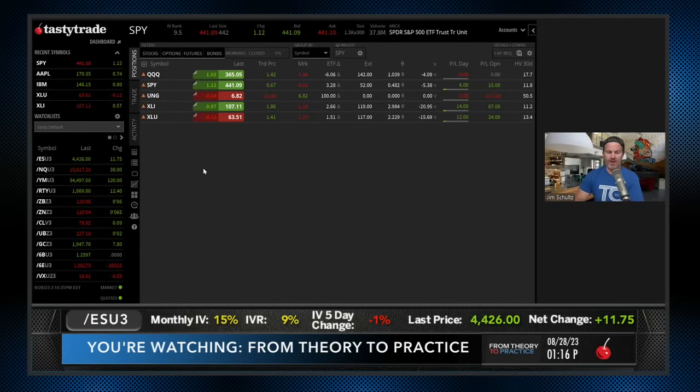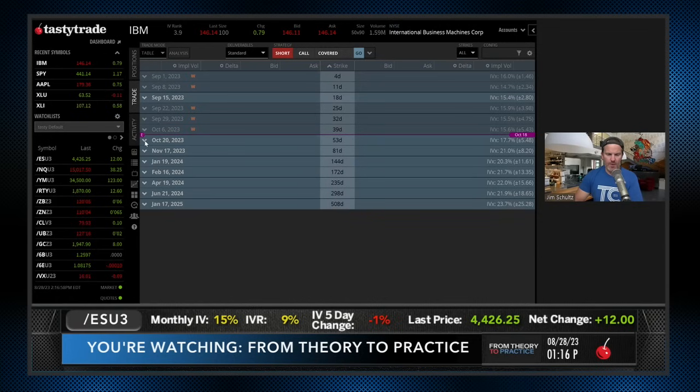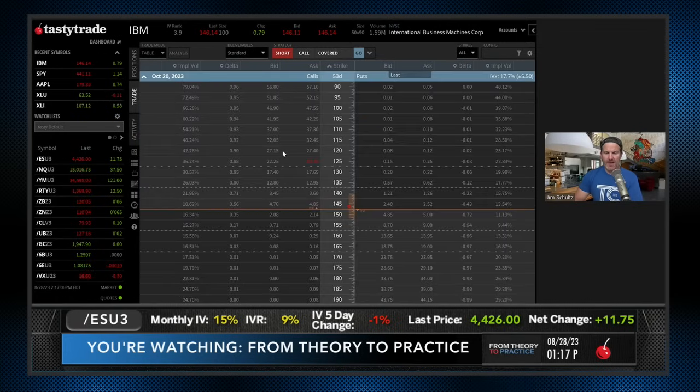So if we take a look at this, I've actually been doing a little bit of digging around here in preparation for the show. I've got IBM queued up here in the recent symbols. So if I click on IBM, and let's see, can I move this little box out of the way? There we go. It's a box you guys can't see, but it's kind of in my way. So if I go into October, let's say I was going to set up a strangle.